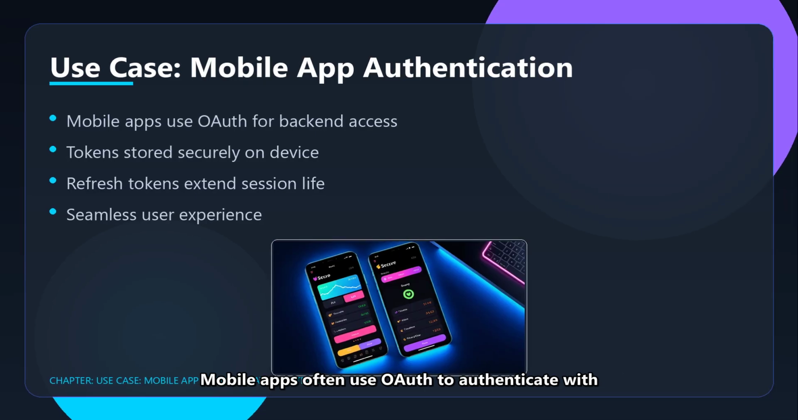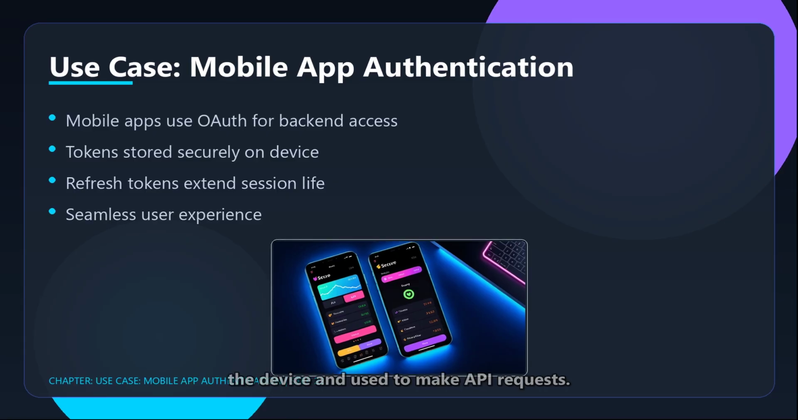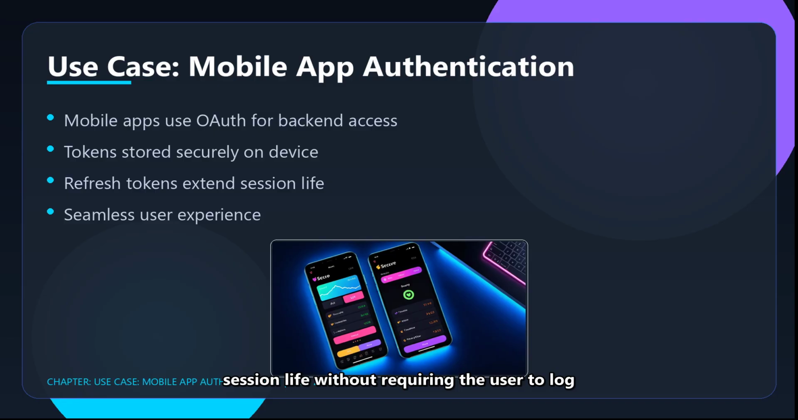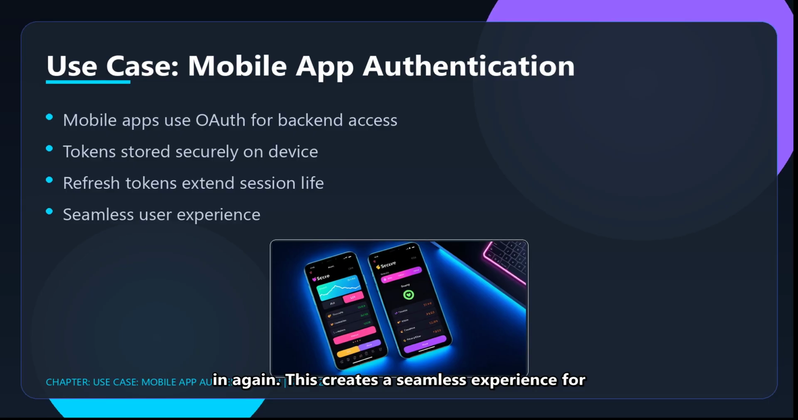Mobile apps often use OAuth to authenticate with backend services. Access tokens are stored securely on the device and used to make API requests. Refresh tokens can be used to extend the session life without requiring the user to log in again. This creates a seamless experience for users while maintaining security.